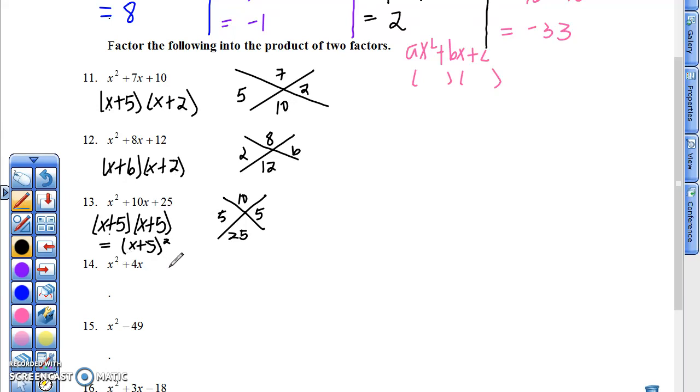This one I don't have a c term, which tends to throw us off. But let's make sure we're getting in the habit of just answering what the question is asking, which is to factor. This is my process for factoring trinomials. But if I have a binomial, I just want to see what these 2 terms have in common. X squared plus 4x, I can pull out my greatest common factor of x, and I would be left with x plus 4.